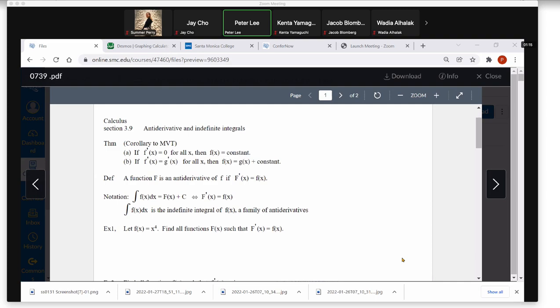Okay, so section 3.9. The topic is antiderivatives and indefinite integrals. It sounds like two topics, but the two terms are actually almost the same. Again, antiderivatives and indefinite integrals. Is there a difference? Yes, there's a slight difference, but the two terms are roughly the same thing.